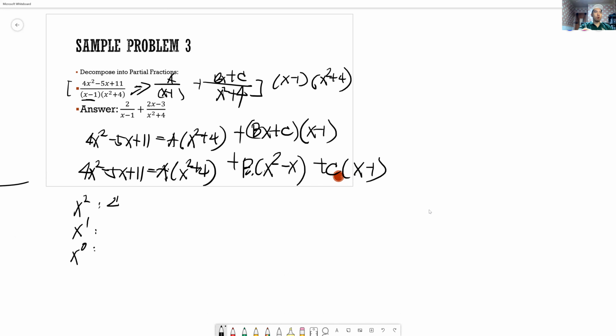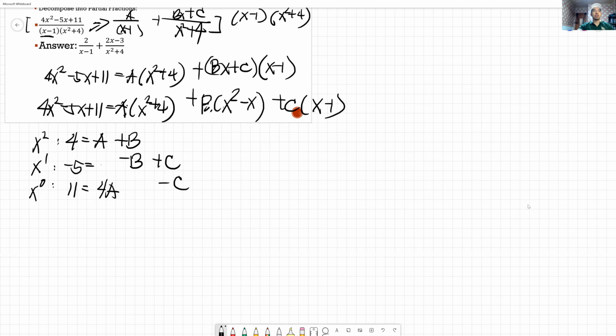So for x squared, we have 4 equals a plus b. For x raised to 1, we have negative 5 equals negative b, okay, so let's just align the coefficient, negative b plus c. And then for constants, 11 would be equal to, okay, so take the number, that would be 4a. For b, we don't have, but for c, we have minus c. So we now have 3 equations and 3 unknowns, and we can now solve for the unknown variables.